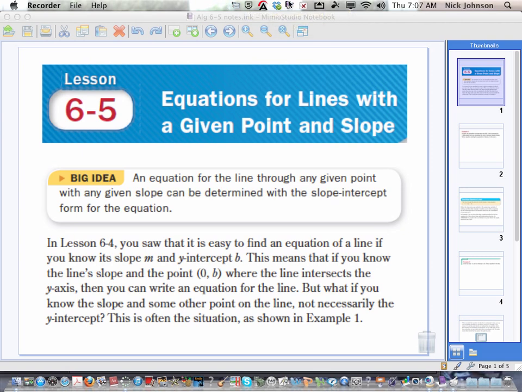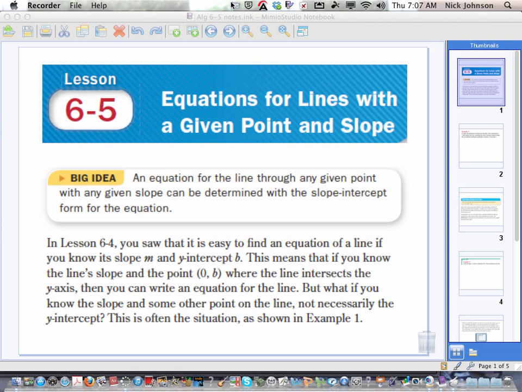Okay, today what we're going to talk about is equations for lines with a given point and slope, 6-5. Obviously, if you want an equation for a line given a point and a slope, you have to know a point and you have to know a slope. It says an equation of the line through any given point with any given slope can be determined with slope-intercept form of the equation. That's normally the general equation that we go to use.